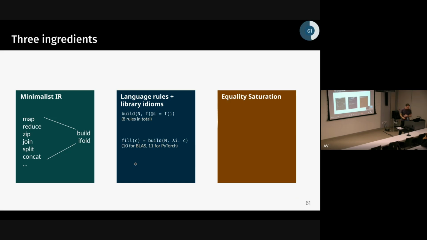Then we're going to have some rules that will define, on the one hand, your API interface. For instance, BLAS and PyTorch have a function to fill an array with a constant. How is that equivalent with our IR? We can give it a definition. It will also explain properties of the IR. Build here builds a vector of size n, where to produce the element, you call a function f at each position i. And this rule is simply saying that if you index this vector, it's equivalent to calling the function with the index i. It's just defining the primitive.